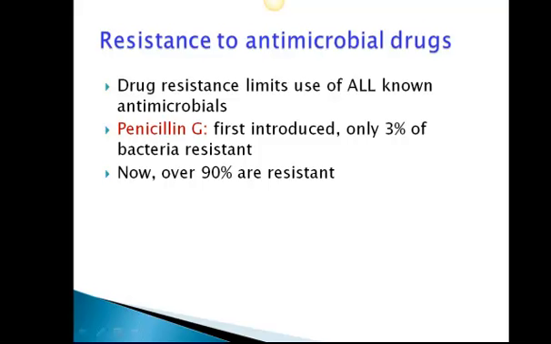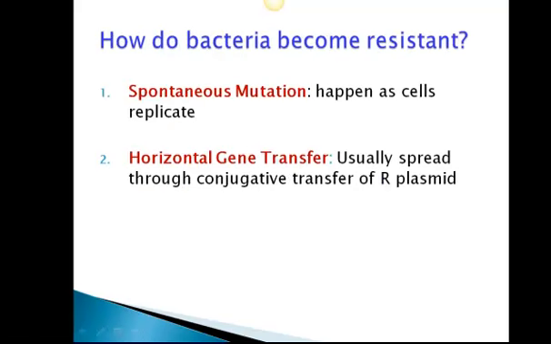So drug resistance really limits the use of all known antimicrobials. Penicillin G was the first antibiotic introduced, and when it was introduced, only about 3% of the bacteria were resistant to it. Now over 90% are resistant. And we're seeing similar things for our other antibiotics that are being used clinically. So this is a very large problem. So how do the bacteria become resistant, and what can we start doing about it to try to eliminate the resistance or combat the resistance?